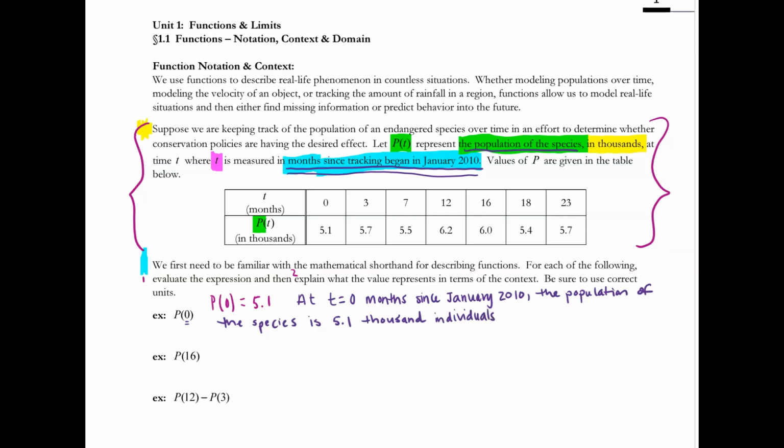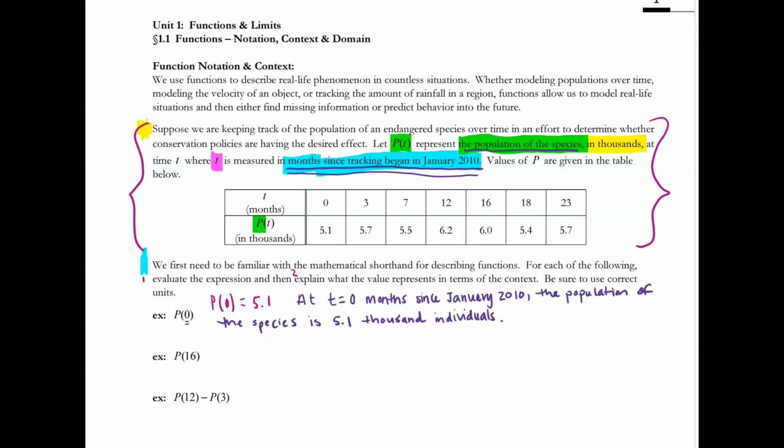We know it's not people, it's probably animals. If you wanted to say 5.1 thousand animals, I think normally this would be clear. So, all right, 5.1 thousand individuals. So when we answer in context, we've got to define both variables. It wouldn't hurt to say like when the time equals 0 months, or at time equals 0 months.